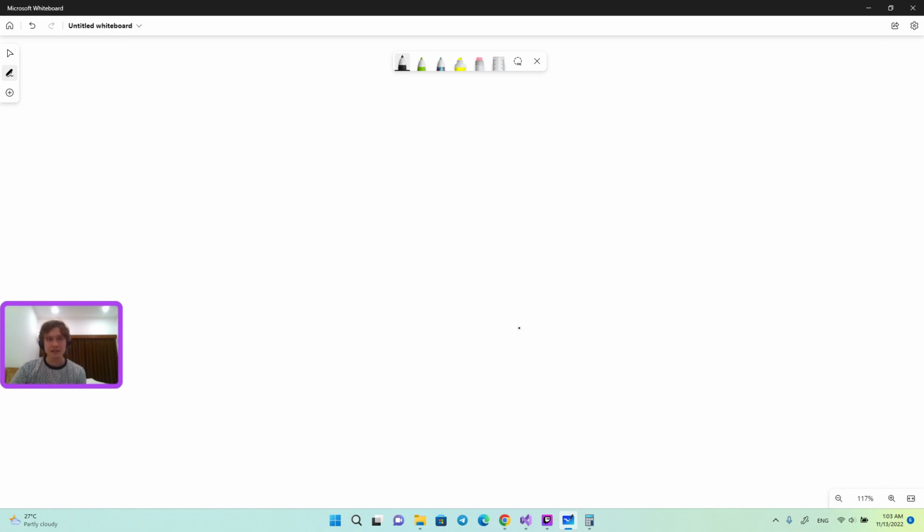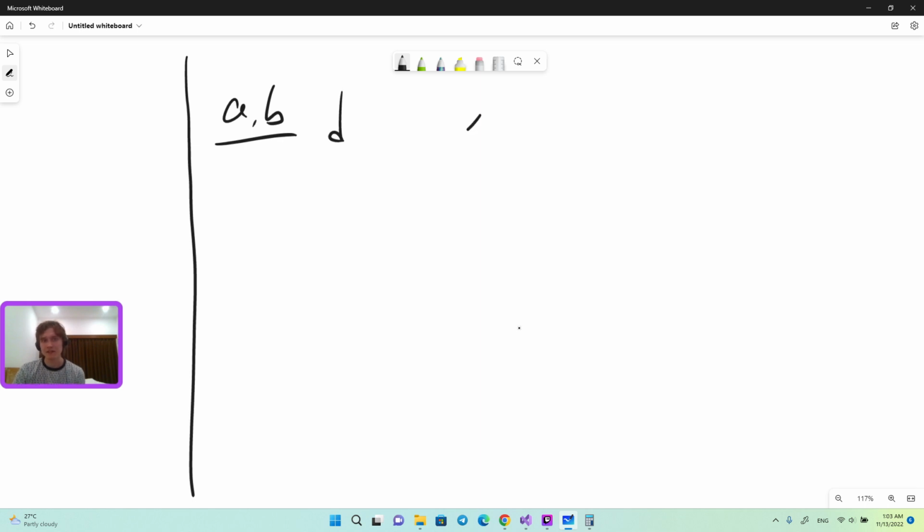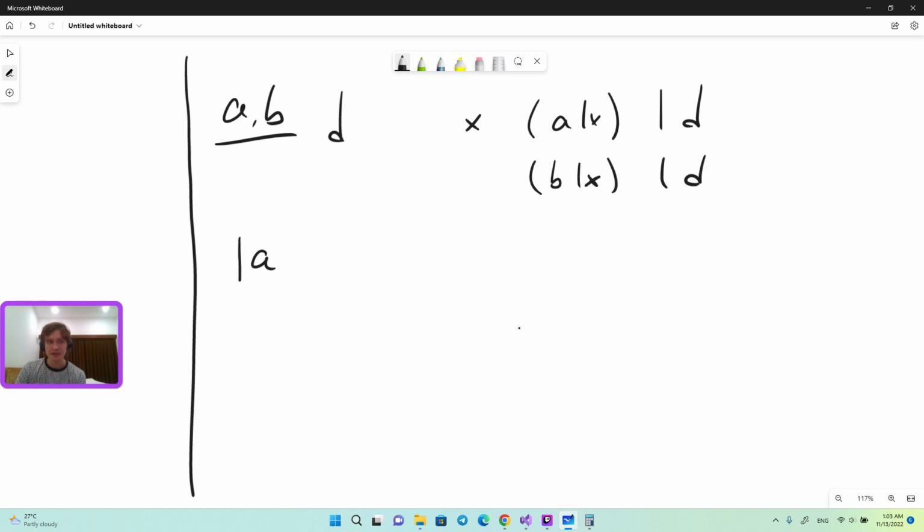We have two numbers a and b, and d, and we want to find such x that a or x is divisible by d and b or x is divisible by d. I said it during the contest, but I will repeat. If a is not divisible by 2 to some number k, but d is divisible by 2 to the k, then we instantly lose.